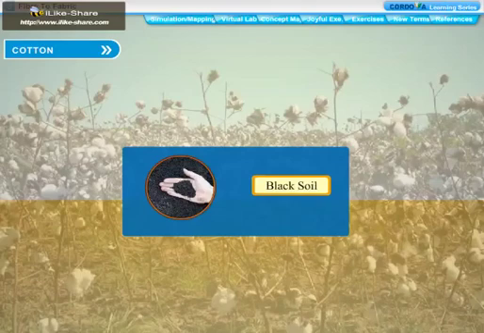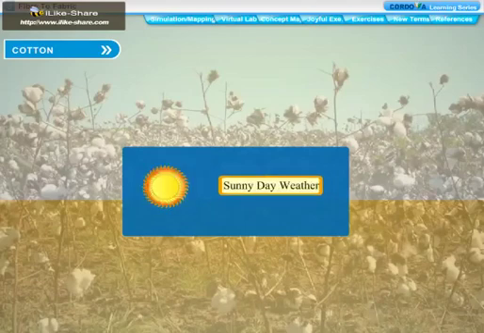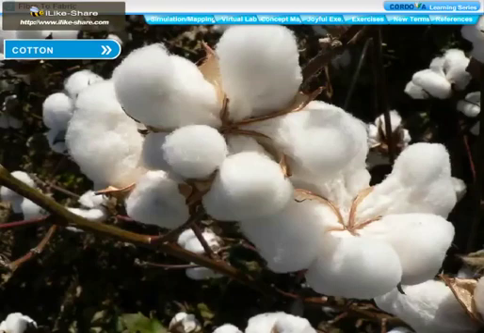A black soil is most suitable for the growth of cotton. It is found in the Deccan Plateau and the Malwa Plateau. A clear, dry and sunny weather is a must during the picking, harvesting season. Rains during this period can damage the entire cotton crop. The quality of raw cotton depends on the length of the fiber, its fineness, softness, strength, color and cleanliness.